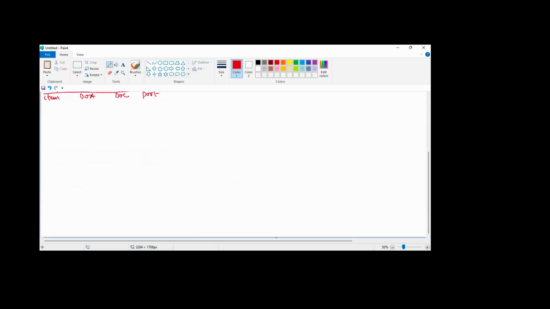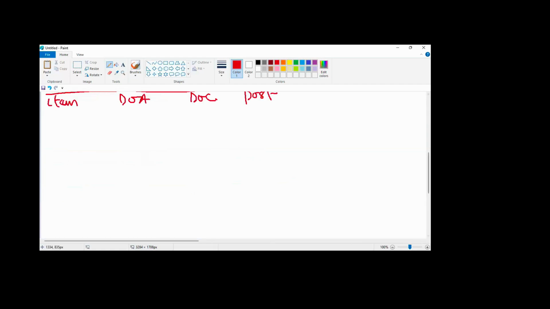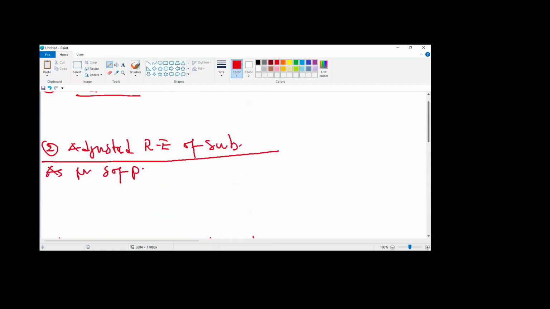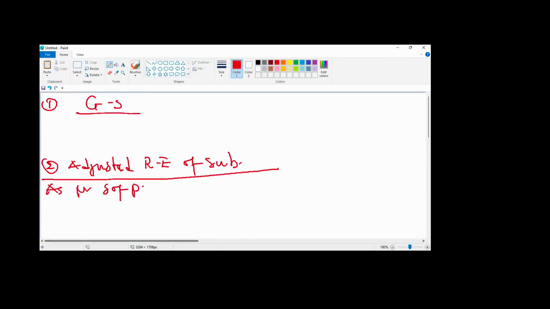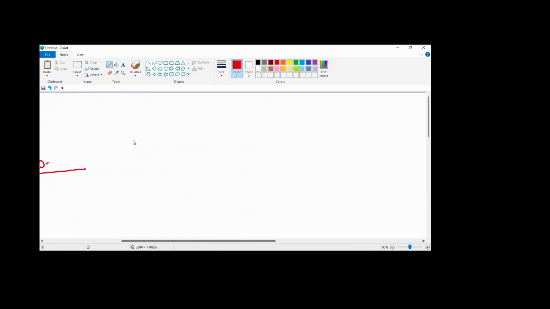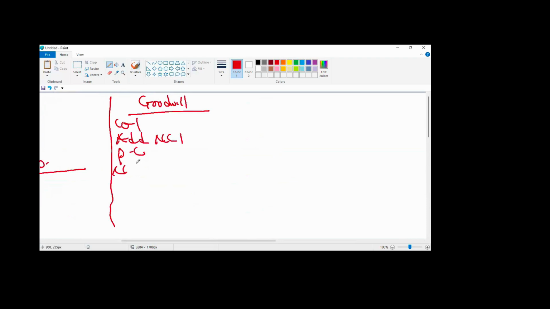I need to calculate the goodwill. For the goodwill calculation, I'll open the formula. Goodwill: cost of investment, add NCI, purchase consideration, net assets at the date of acquisition. Goodwill.